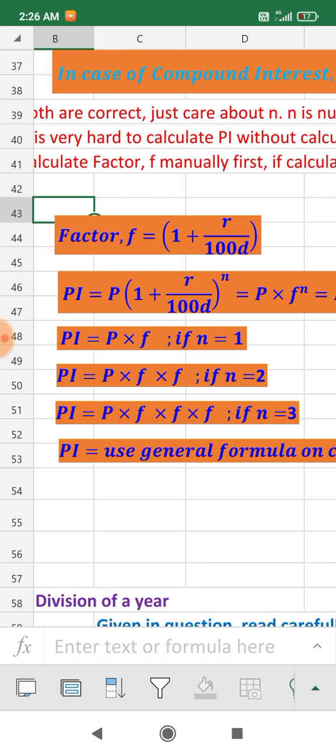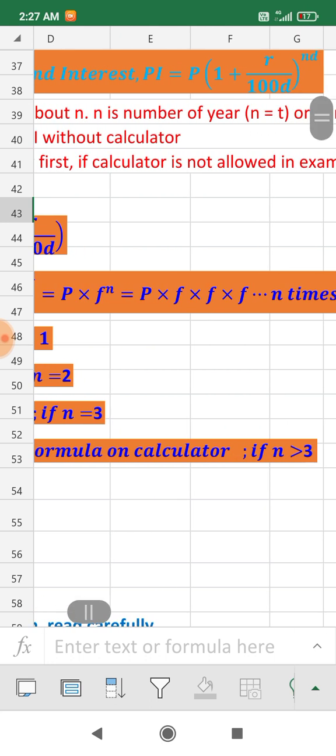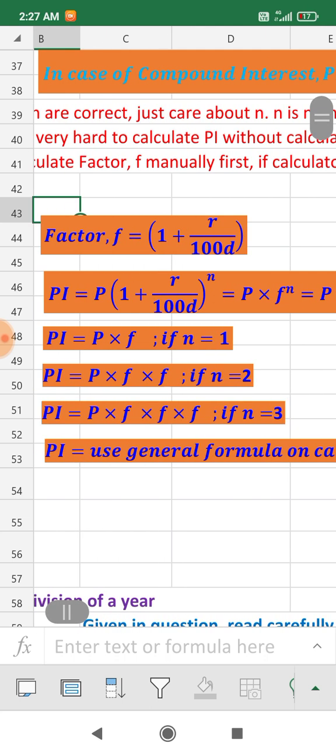So my formula has been changed. PI equals P into F to the power n. The formula has been changed. So we have to calculate F first, and thereafter we have to multiply everything. In this way.